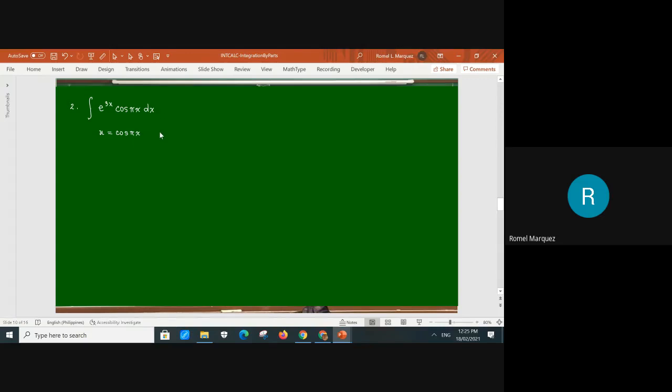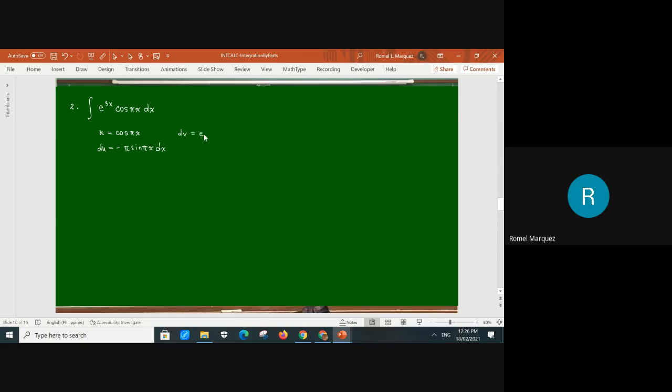So what is the du? This is negative sine of pi x, but what's the derivative of pi x? Pi, no? So I have negative pi sine pi x. Okay? Then multiplied by dx because you want it to be the differential of u, no? So what about dv? What about dv?